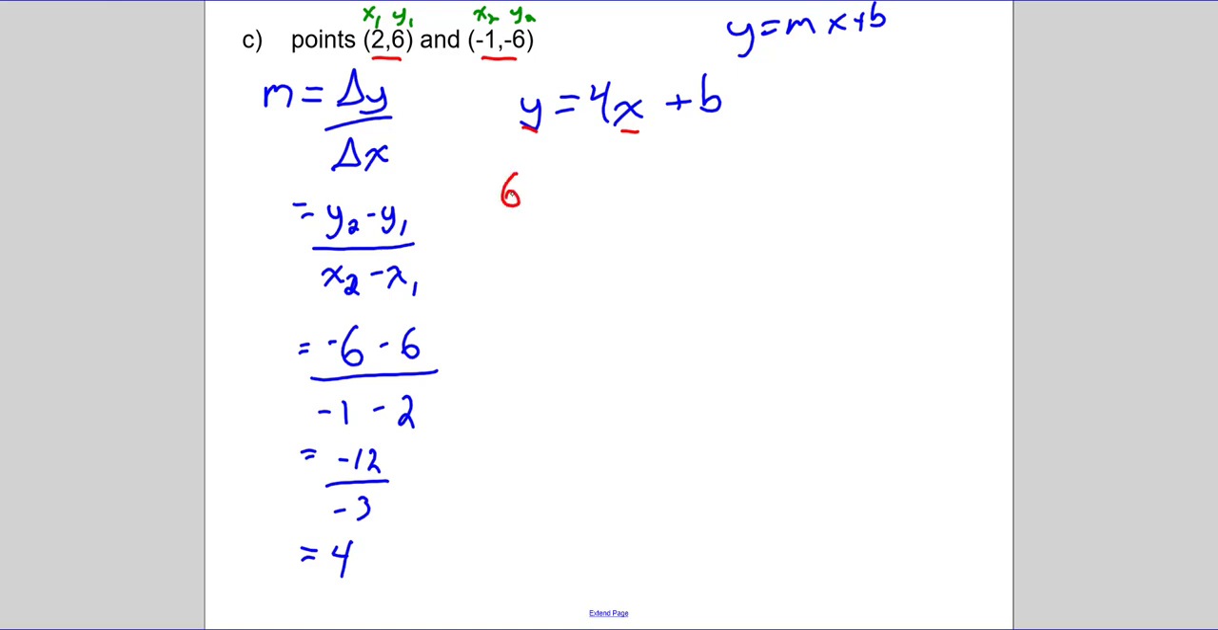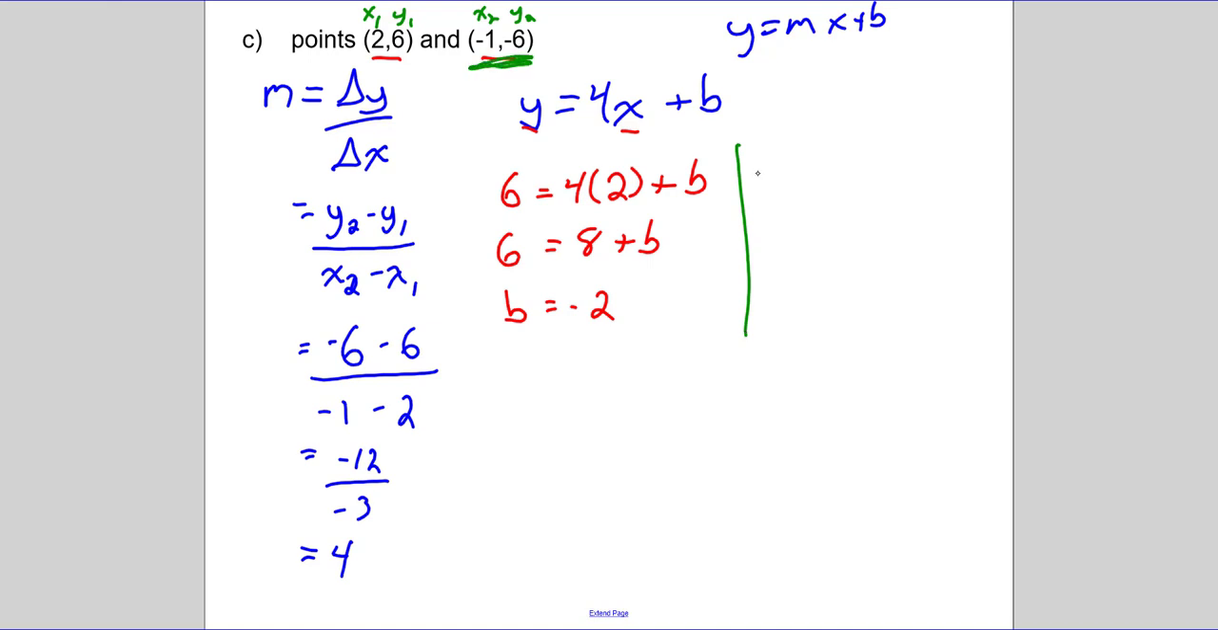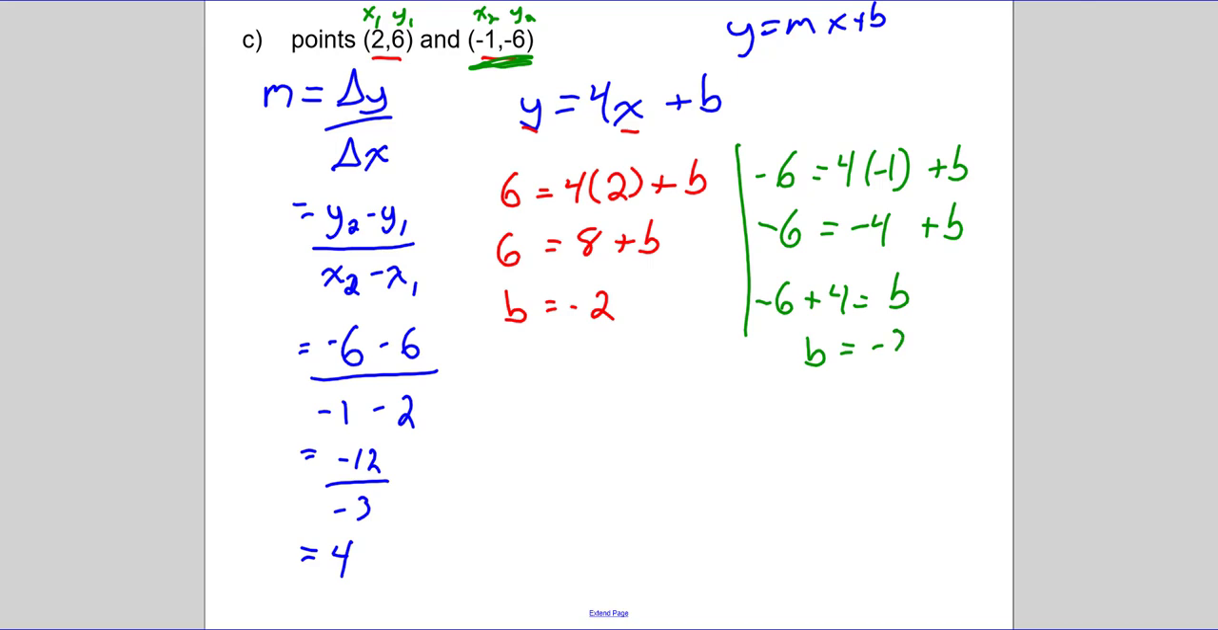So our y value is 6, and that's equal to 4 times the x value, which is 2, plus b. So 6 is equal to 8 plus b, so b must be negative 2. What if I had plugged in my other point instead? Let's just try that real quick. So if I were to choose point 2 over here, my y value is negative 6. That would be equal to 4 times negative 1 plus b. So negative 6 is equal to negative 4 plus b. I'm going to have to add 4 to both sides. And we can see b is equal to negative 2.